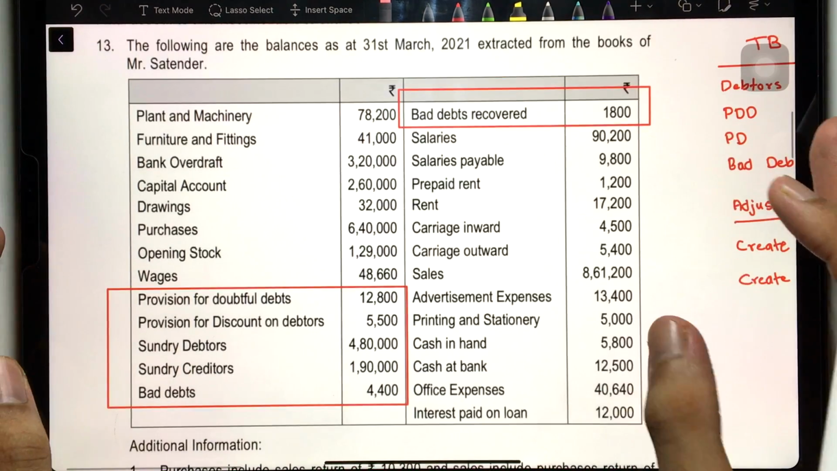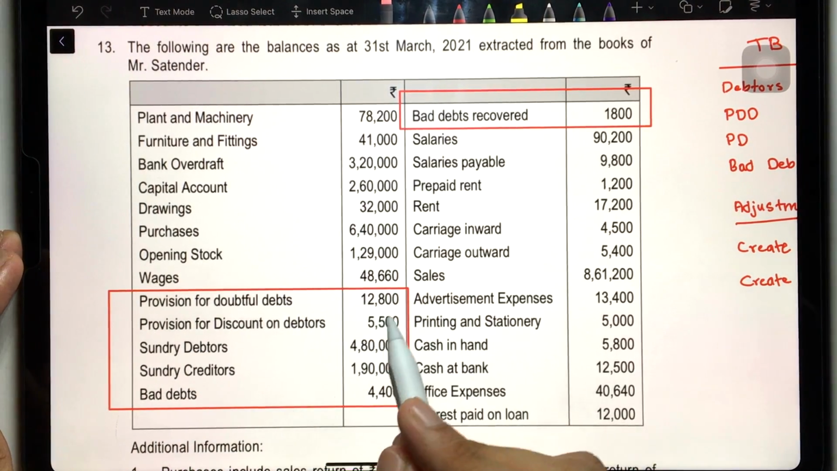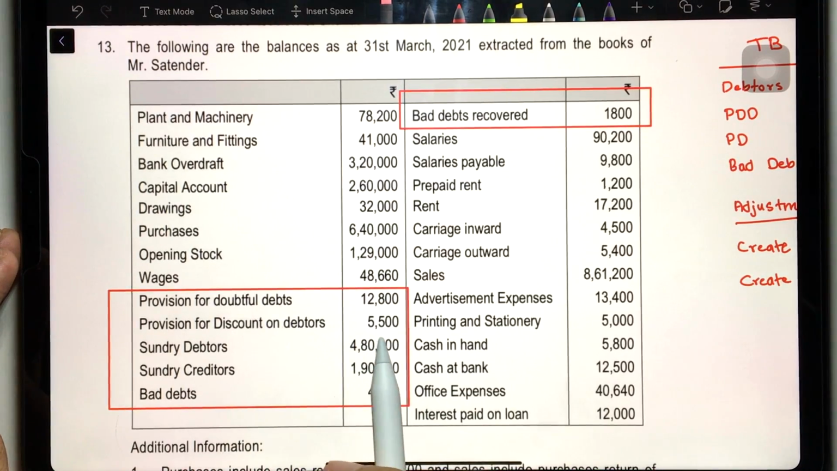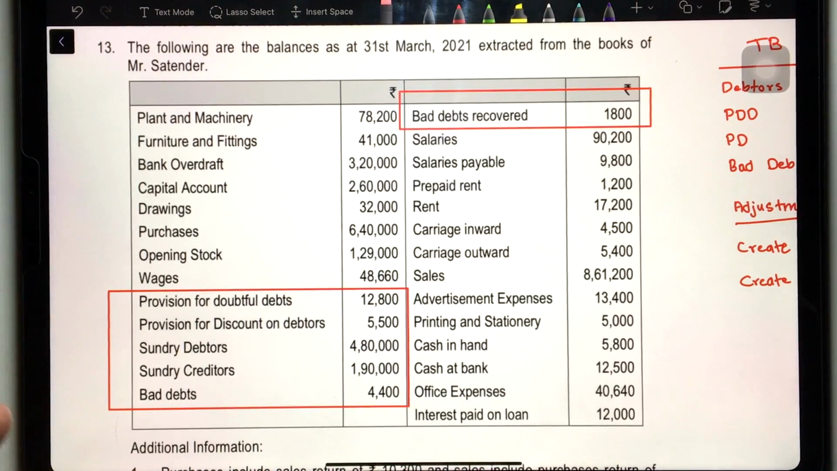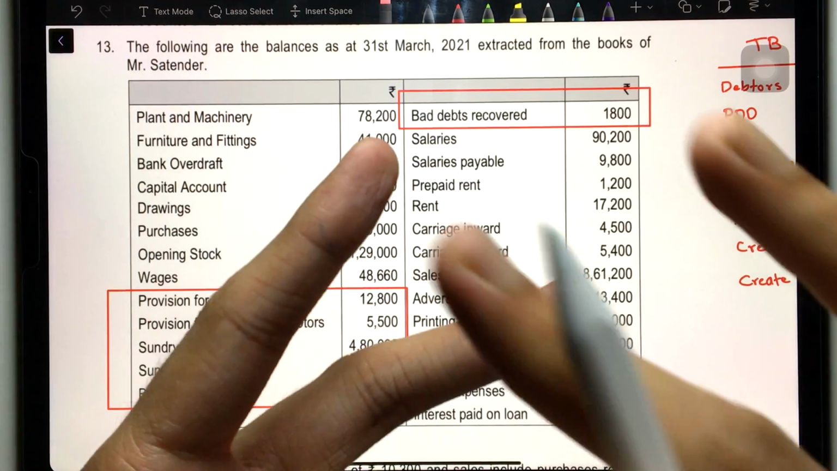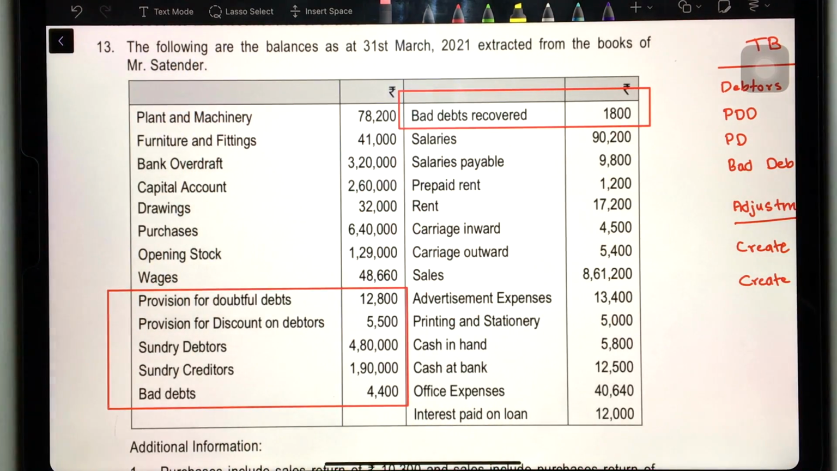So see, in the balances, this is the trial balance. Here they have been given provision for doubtful debts 12,800, provision for discount on debtors 5,500. You see, in the trial balance both provisions are maintained from the previous year. Both provisions are there, doubtful debts and discount.